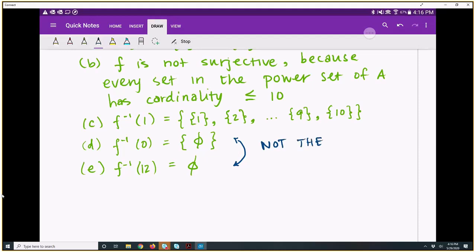The inverse image of 0 gave us the set containing the empty set, whereas the inverse image of 12 is the empty set itself. These are not the same.